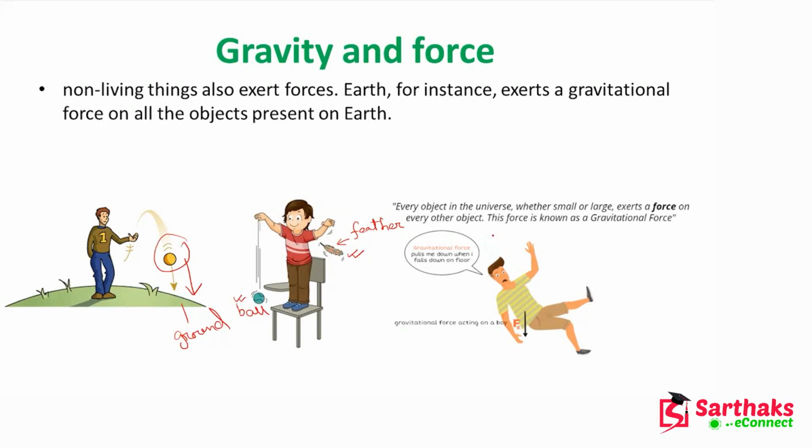So here every object in the universe, whether small, large, exerts a force on every other object. And this force is known as a gravitational force. Here the gravitational force pulls this person down when he falls down on the floor.